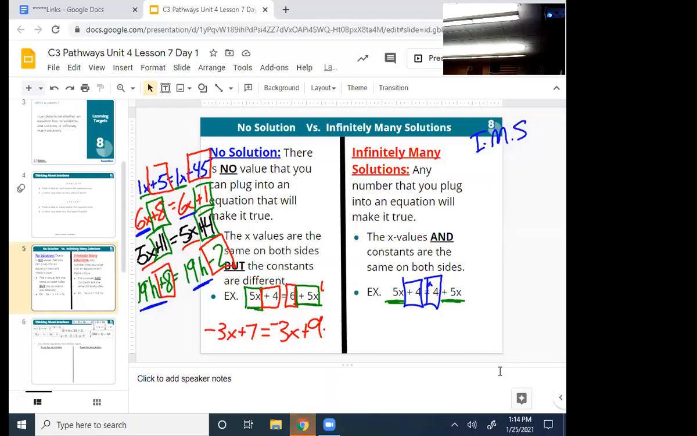Good. Now I want you to take a minute right now to come up with your own equation that would have infinitely many solutions. Nice job, Jaden Ramos. Thank you, my friend. Nice job, Bridget. Nice job. Come up with your own and put it in the chat for us so we can see what we're thinking.